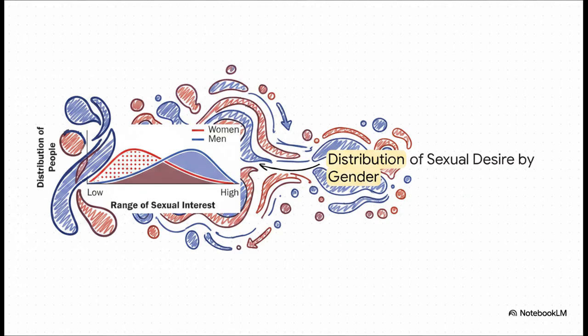Take the stereotype that men just naturally have a higher sex drive. If we look at the distributions, sure, the average for men might sit slightly higher than the average for women. But check out that massive overlapping shaded area in the middle. That huge overlap literally means there are millions of women who have a higher sexual interest than millions of men. The difference is nowhere near as absolute as the stereotype wants us to believe.